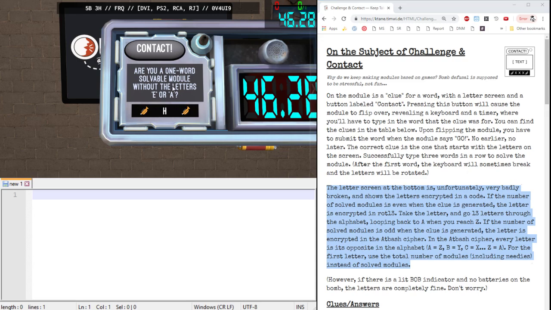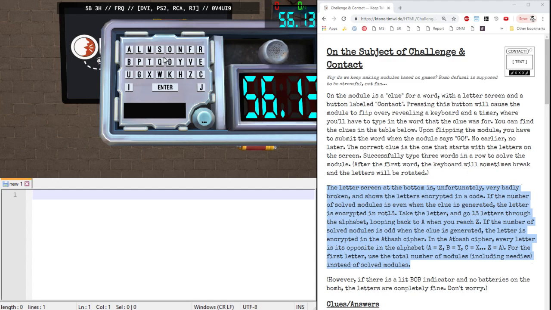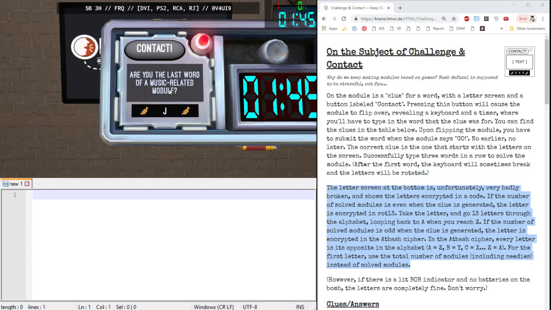Once we do so, we, for example, are you a one-word solvable module without an E or an A? Let's say we thought the answer was gridlock. Contact. The challenge gives you a keypad or a keyboard, and a timer that counts down. You're going to punch in your answer. When you think you have it, you hit enter. I get a strike because that's not the correct answer on that particular one. But that's the concept behind it.